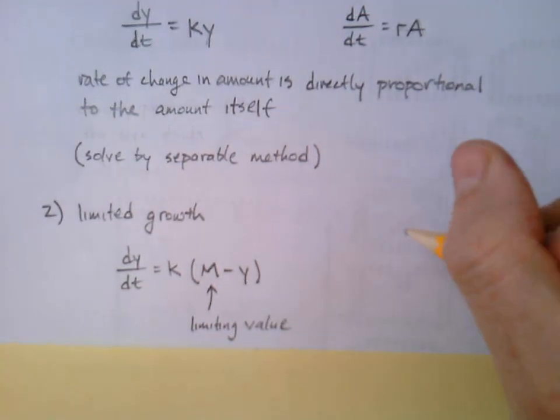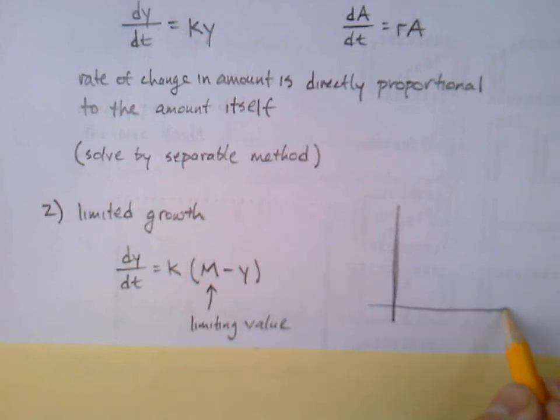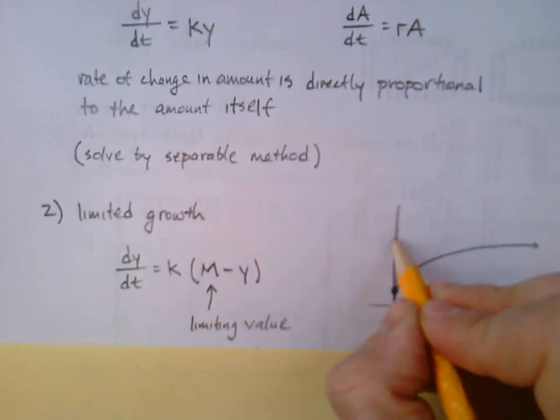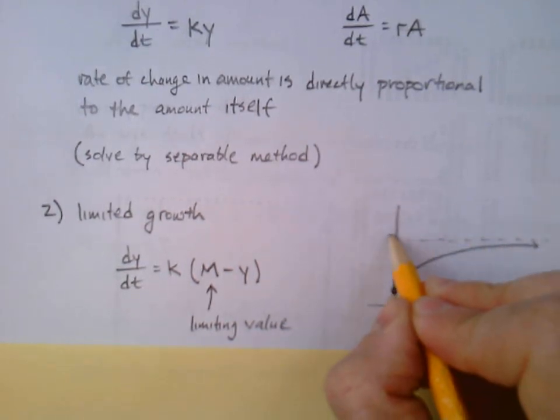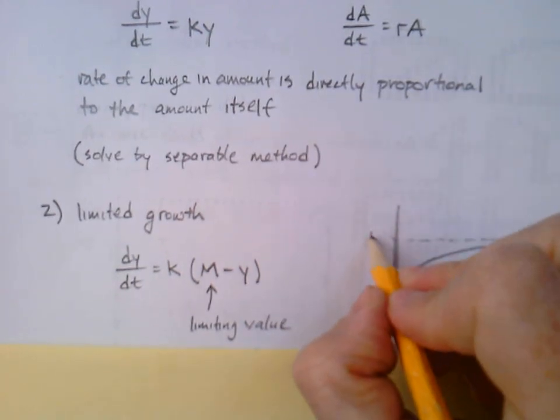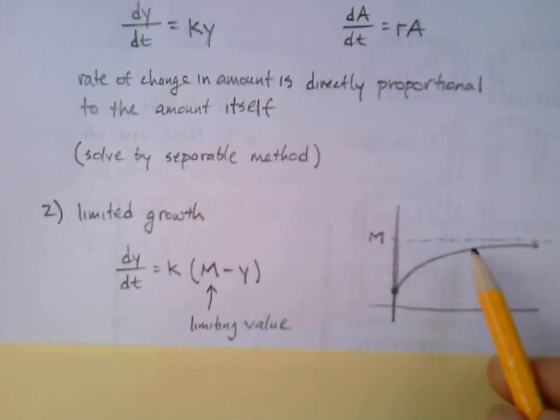Limited growth, a little bit different. Let me show you the graph. It's not just going to go up forever and ever. It's going to have some initial value, and then it's going to kind of do this. It's going to have some maximum, something like that. So maybe we call this value the M. That's the limiting value. It'll approach this, but it will never exceed.